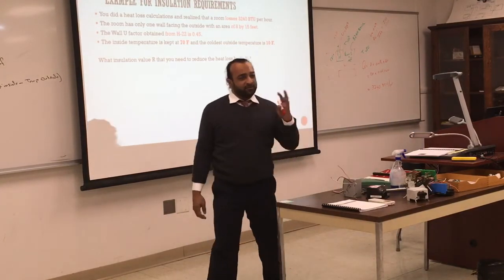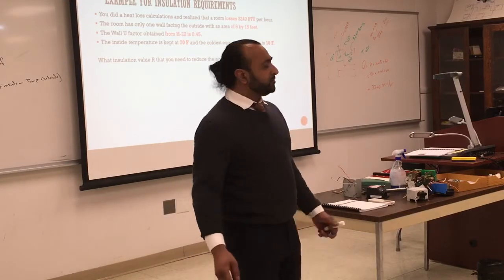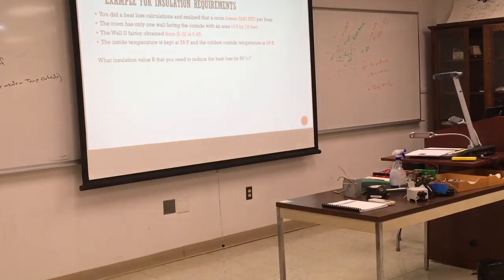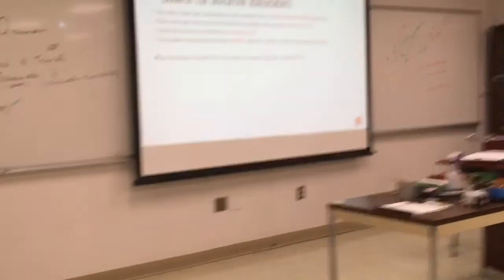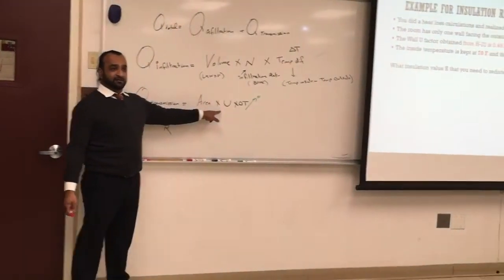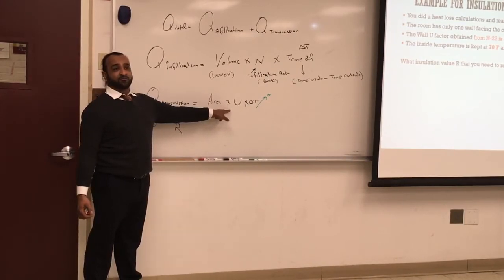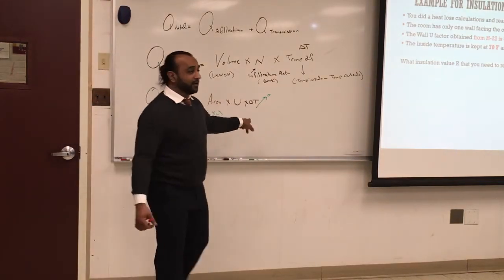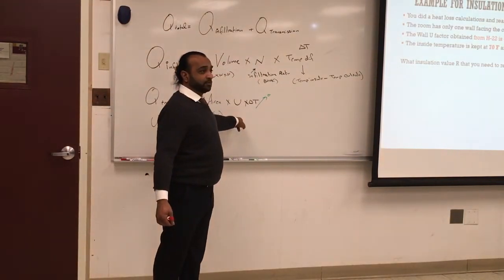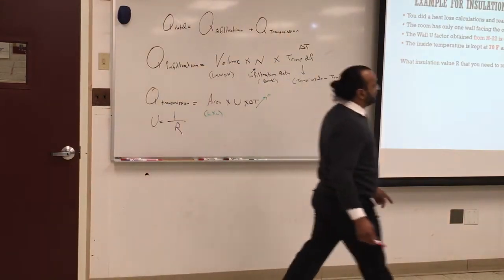Knowing just right off the bat, if I want to cut this by half, I have to reduce the transmission. So the resistance has to increase by how much? Yeah, the U factor has to decrease, right? Yeah. So I have to double the resistance in this case.